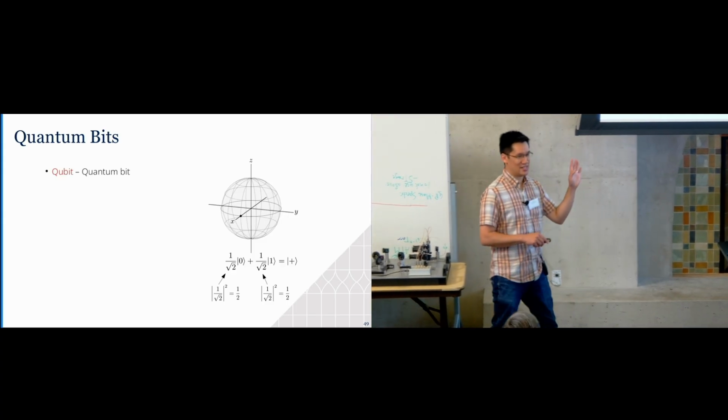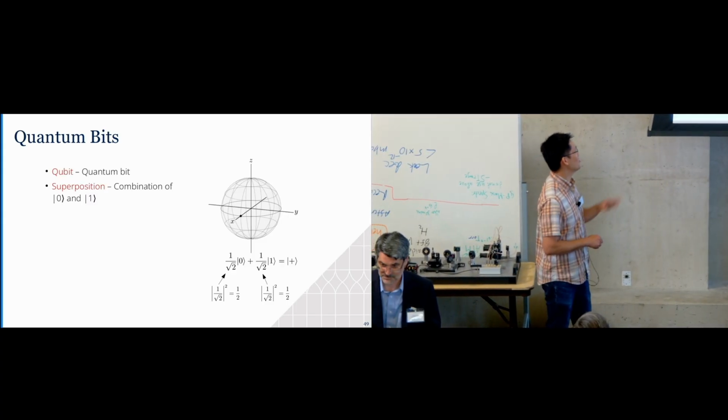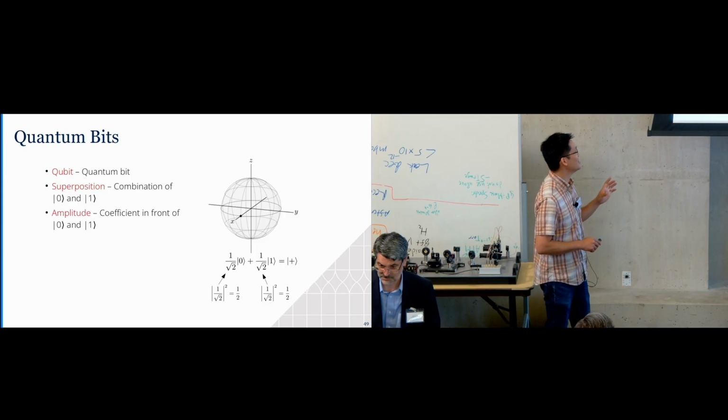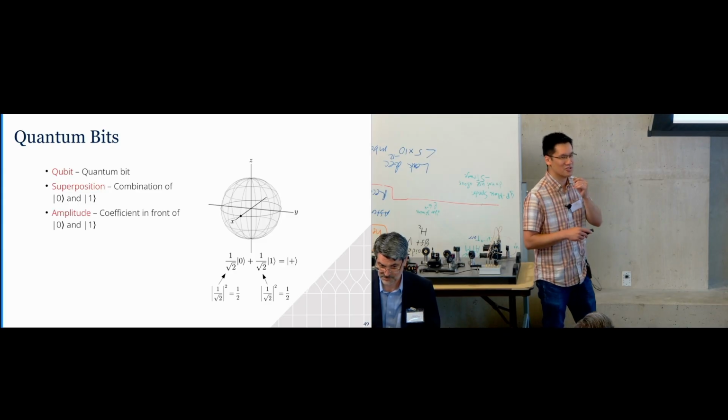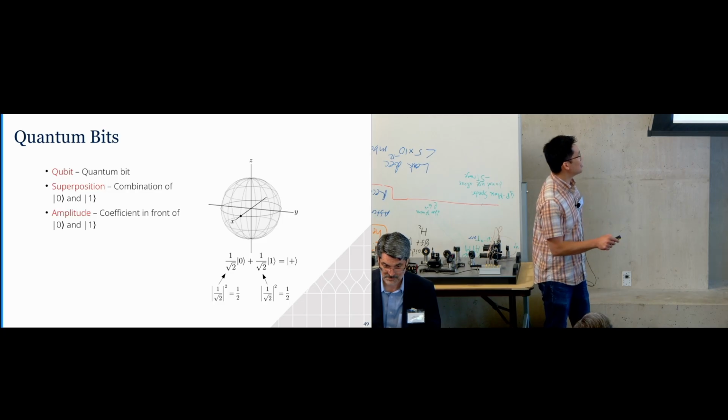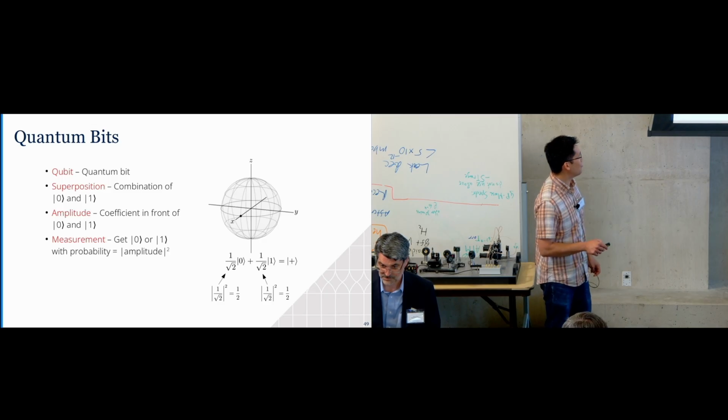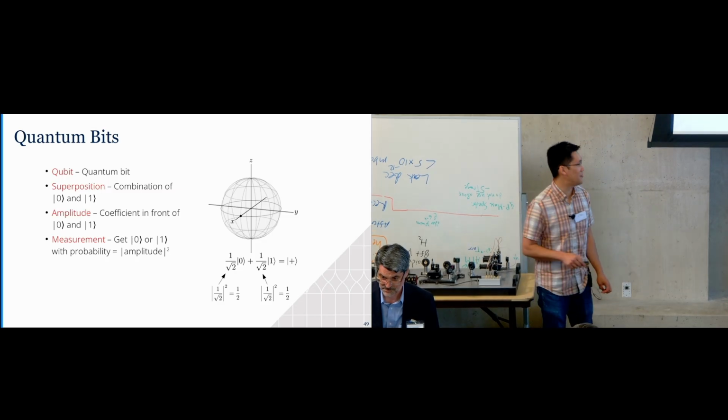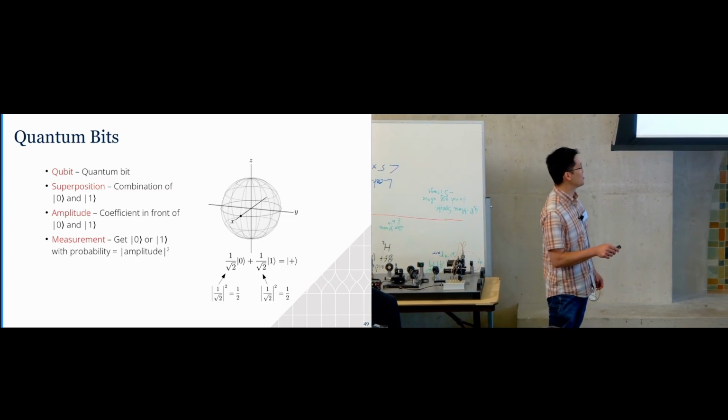So first thing we've already seen, qubit is quantum bit. Superposition is what we call a combination of 0 and 1. I think it was on my qubit touchdown slide. I don't know if I said it. These numbers in front, these coefficients, they're called amplitudes in quantum computing. And if you square the amplitude, you get the probability of that particular outcome. So with a 50% chance you'll get 0, 50% chance you'll get 1.